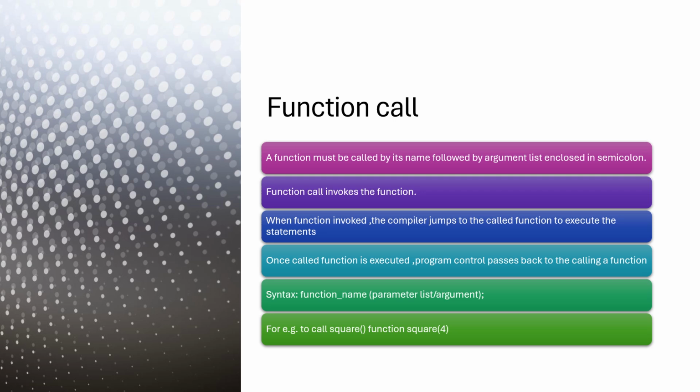Next, the function call. A function must be called by its name followed by an argument list enclosed in brackets. First, the function is called by its name, which is user defined. Whatever function name the programmer wishes, we can give. After that, the function name is followed by the argument list.